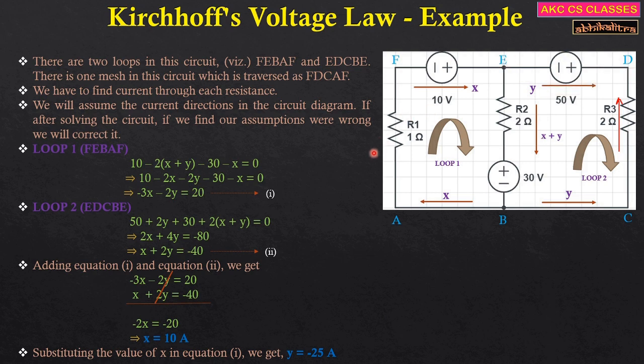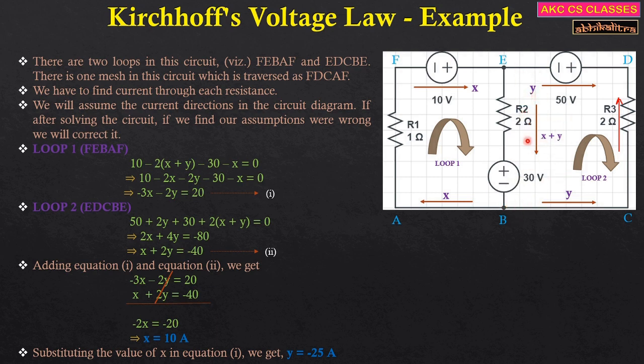So we'll change the direction. The direction is now changed. Observe the circuit diagram, E to D. Now we have to solve for this particular value. If I put x as 10 and y as minus 25, then I will get minus 15. So minus 15 means that the direction of the current that we have assumed is wrong. If this is wrong, that means the direction of the current is not from E to B, it will be from B to E.